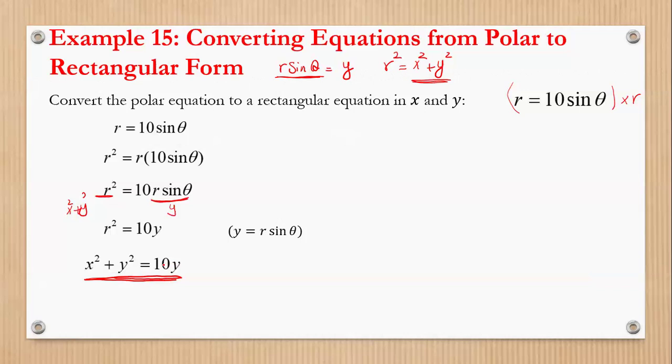Okay. Can we simplify this equation more? Well, let's see. First of all, let's move everything to one side. If I move 10y to the left, I will get x squared plus y squared minus 10y equal to 0. I can't do anything with x squared because there is no more x, but what about these two? What can we do with these two? Because you know that the equation of a circle is always x squared plus y squared equal to r squared.